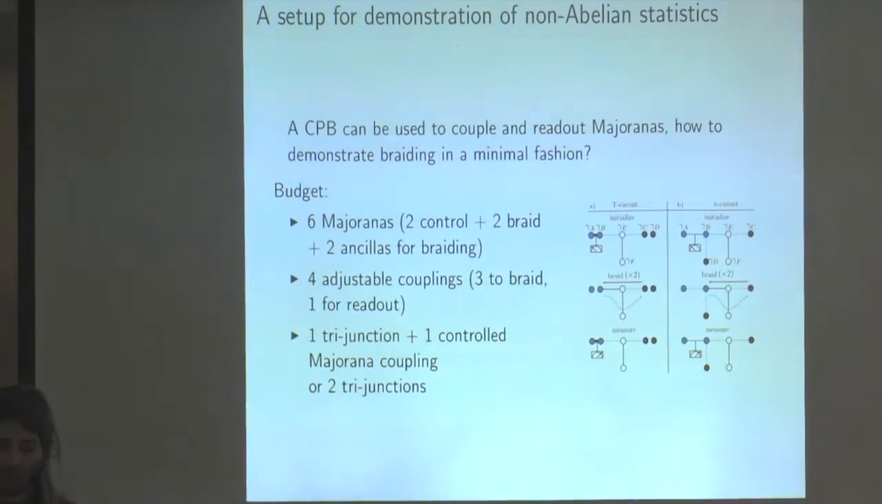Finally, as far as the geometry goes, I could implement either a circuit with 1 trijunction like this, or I could have 2 trijunctions. And this one is somewhat easier because it only requires Coulomb couplings. I don't think this circuit is possible to implement using the same building blocks.